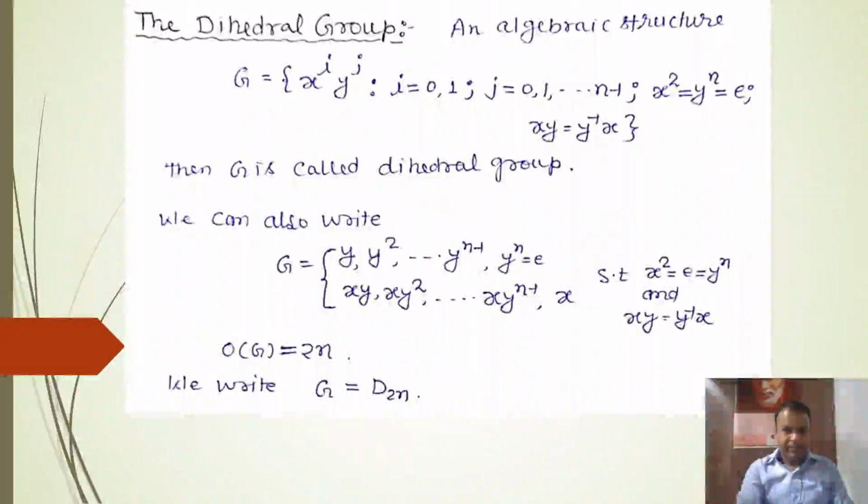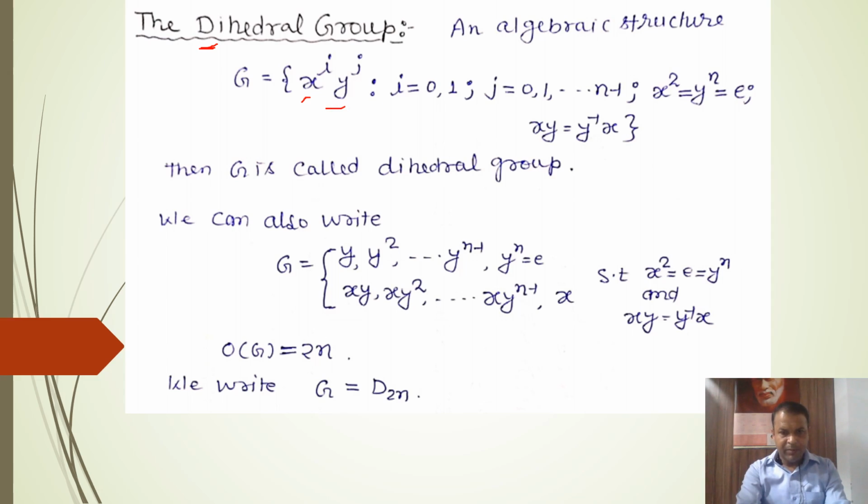Today we will see the definition of dihedral group. As is clear from its name, it has the initial word "di". Di means two. It means the elements of the set Z will be the product of two elements x and y, where element x has any power i and element y has any power j.